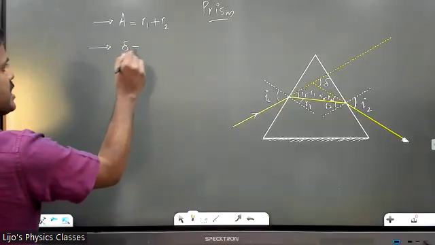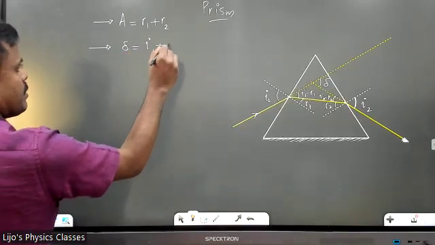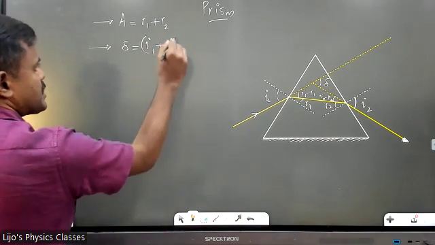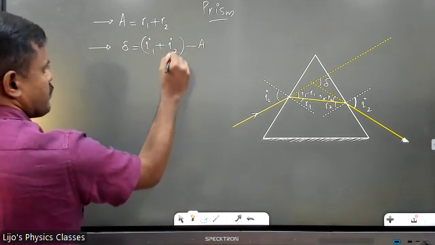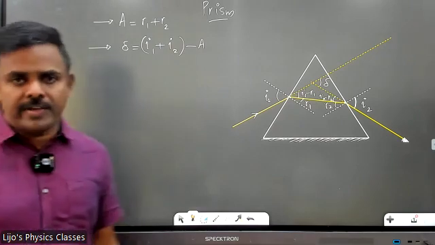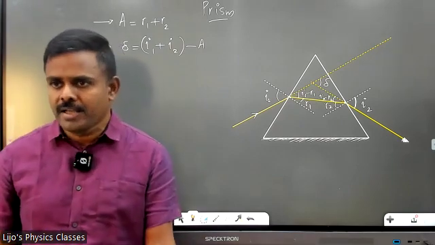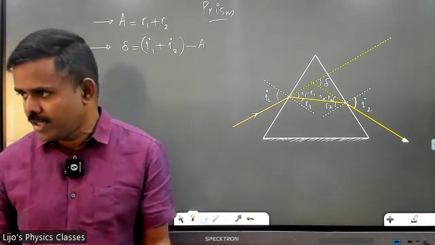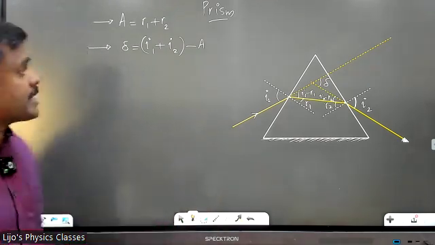Second equation was delta. This equation has come in the past in numericals. Delta, the angle of deviation, is equal to I1 plus I2 minus A. It actually comes along the derivation.